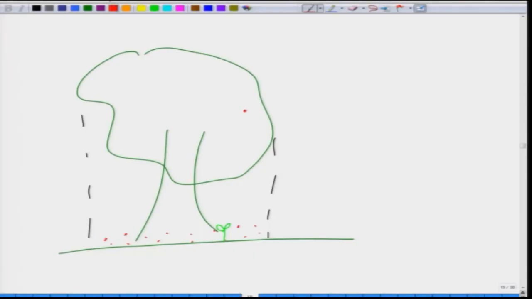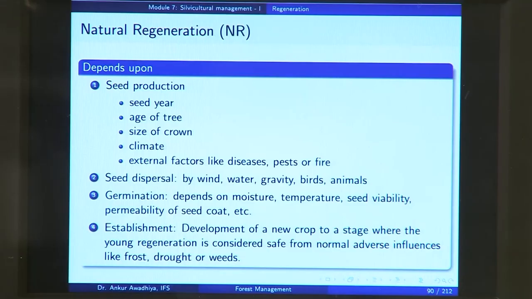Whereas, if you have these fruits and a bird eats up these seeds and then goes to another location and with its dropping the seed falls here, it is now away from the shade zone of its mother tree. So, when the seedling grows, it gets enough light and is able to show a very good amount of growth. So, natural regeneration will also depend on seed dispersal. If you have seed dispersal by these different means, the quantum of natural regeneration will be much better.